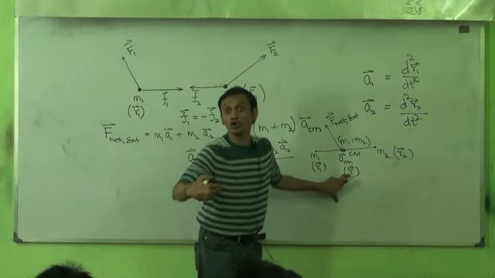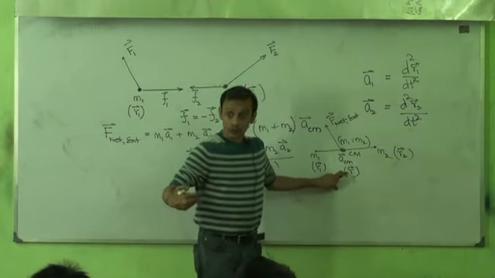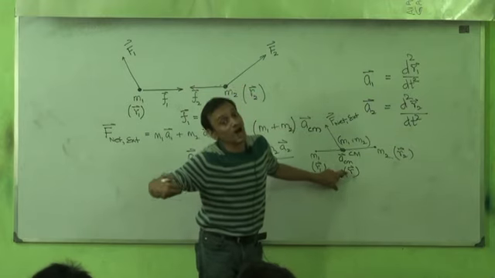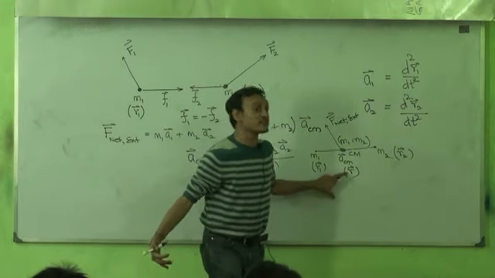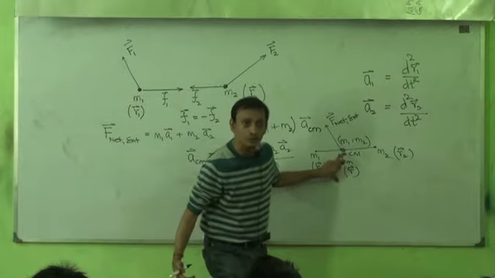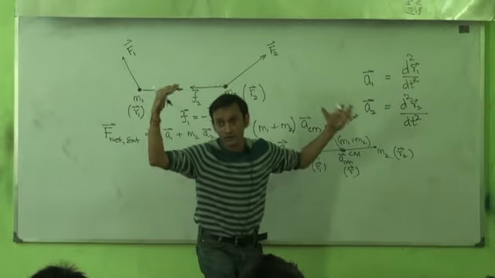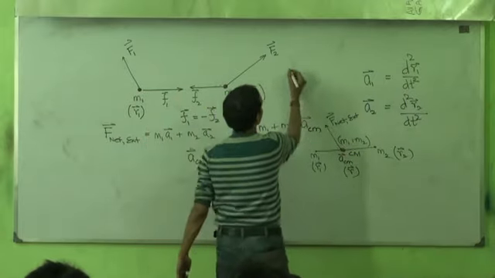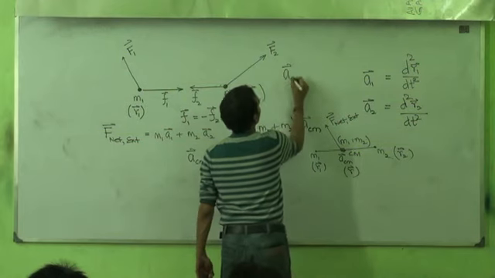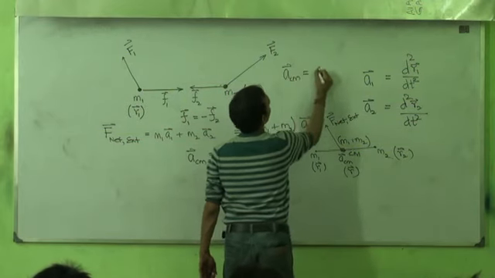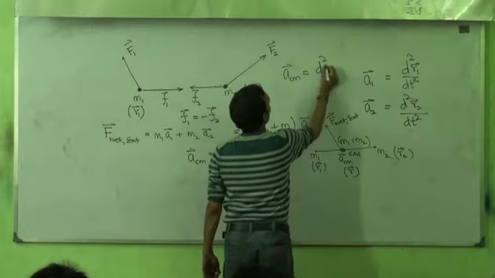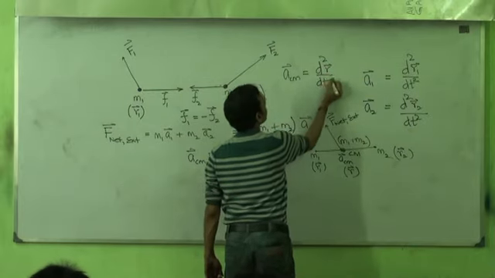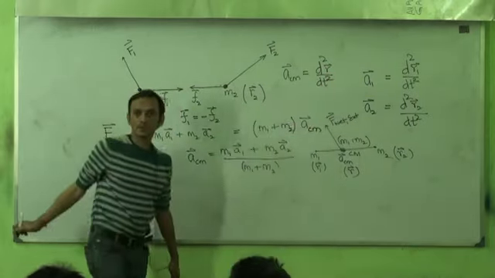d²R/dt², that's going to be the acceleration of this particle. The second derivative of R with respect to time, that's going to be the acceleration vector associated with this notional particle, right? So then ACM is going to be d²R/dt². Yes or no?